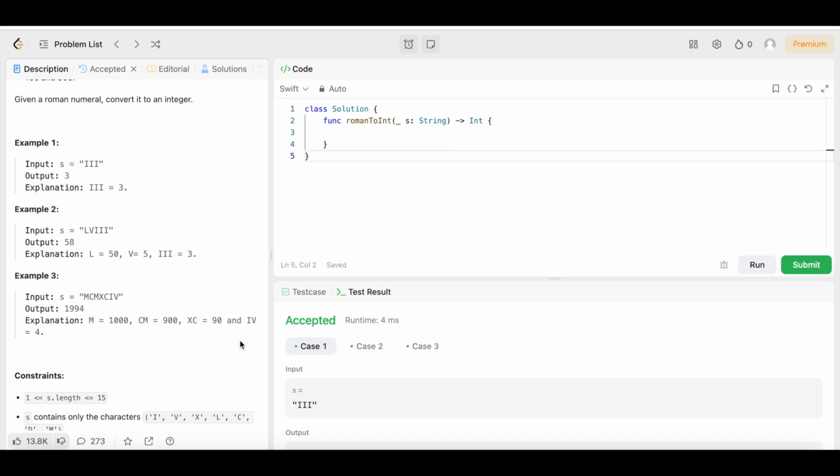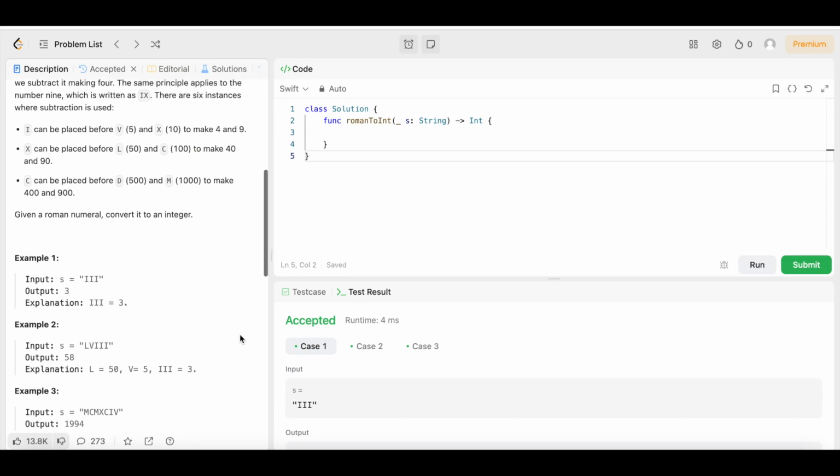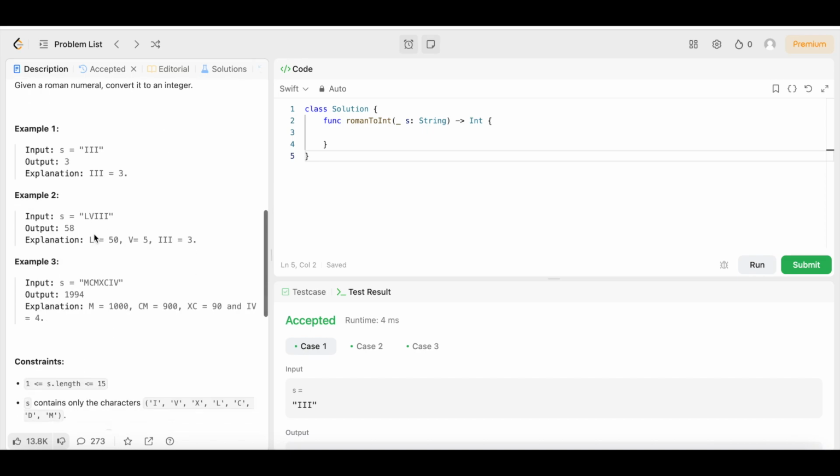Then let's look at example 3, because third time's a charm. One more for good luck. The input S equals MCMXCIV. The output is 1994, and that is because M equals 1000, CM equals 900. Remember, you put the C before the M to get 900, because up here, C can be placed before D, which is 500, or M, which is 1000, to make 400 and 900. So CM gives us 900.